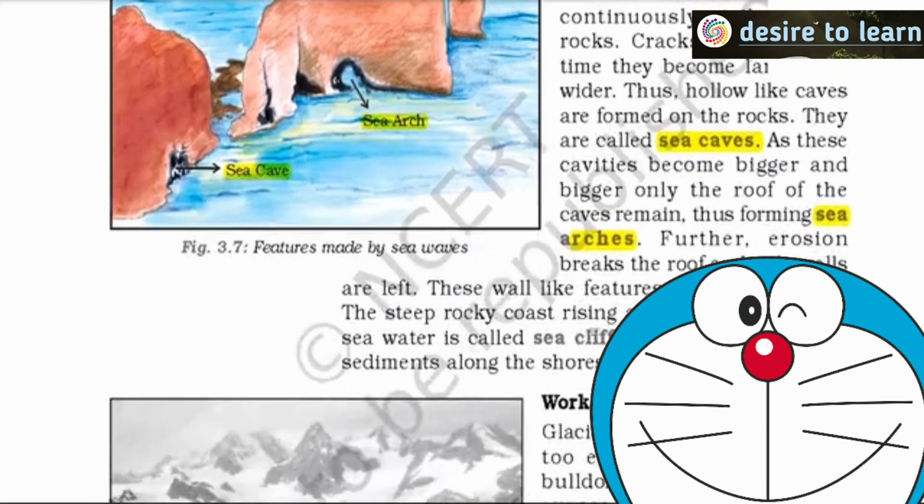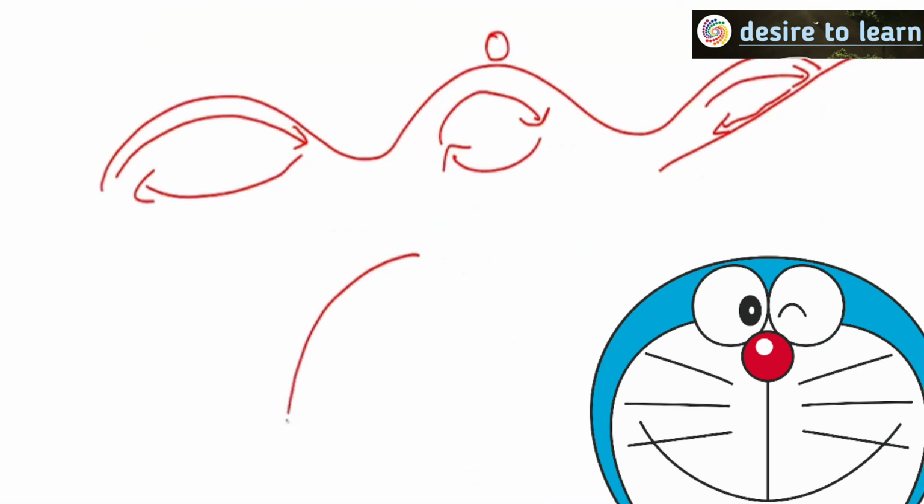Any steep portions are called cliffs. That is, if you have a rock, one side is curved, another one is steep. This steep portion is called a cliff, and this is formed because of the erosional activity.